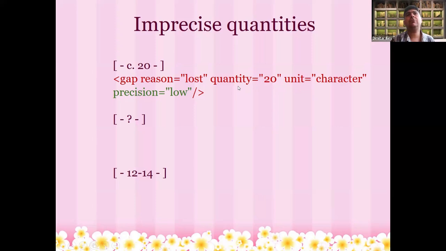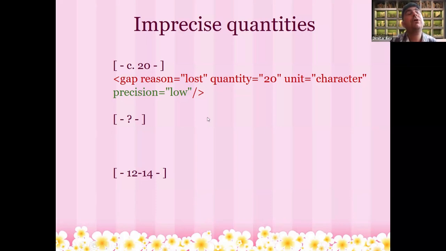So I'm reminding you that here, instead of unit character, you can also have unit line, and it works exactly the same way. Then in these square brackets, which indicate the place of the lacuna, together with the number of the characters or lines missing, if you add the precision low attribute, you will also have, in the visualization, this small c, this circa added to it.